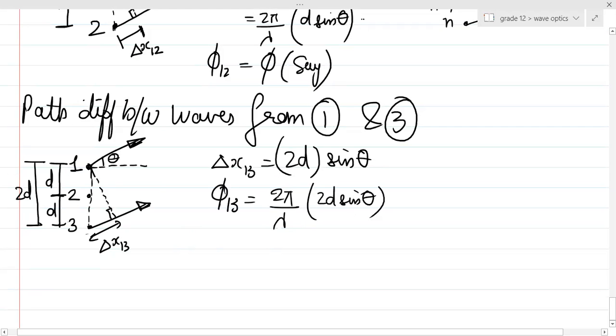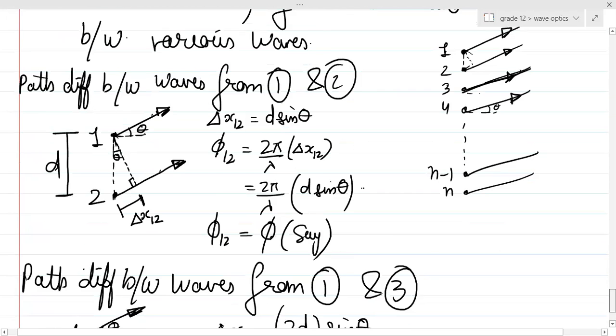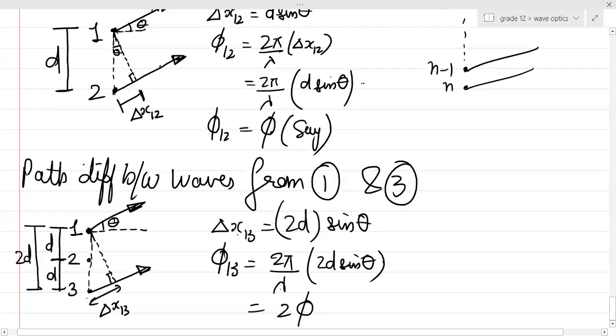And you can see over here, this 2 pi by lambda into d sine theta is what we called phi. So here this thing will become 2 phi. Are you getting my point, guys? What exactly is happening? If you calculate the path difference between 1 and 2, you got phi. If you calculate the path difference between waves from 1 and 3, you got 2 phi. If you do it between 1 and 4, this distance will become 3 times d, and the phase difference will be 3 times phi, right?